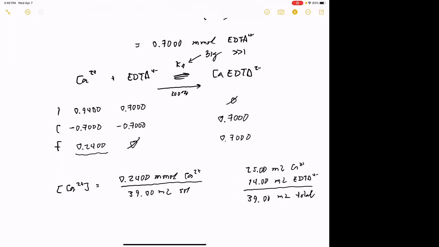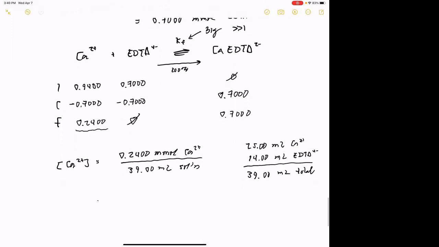I'll just put solution here since it's the total solution. Okay, so now if I calculate my calcium ion that's left over, to my 4 sig figs, it turns out to be 6.154 times 10 to the minus third molar calcium. So the nice thing about this is the way this problem is set up.